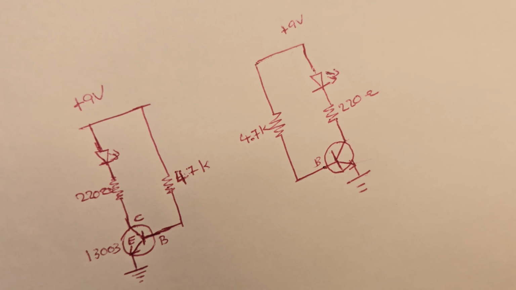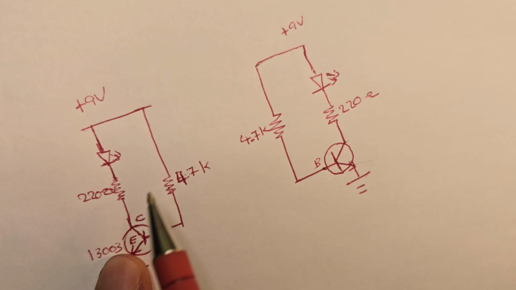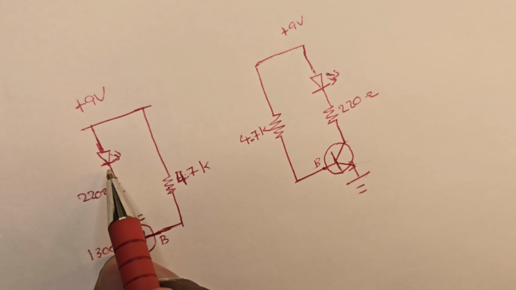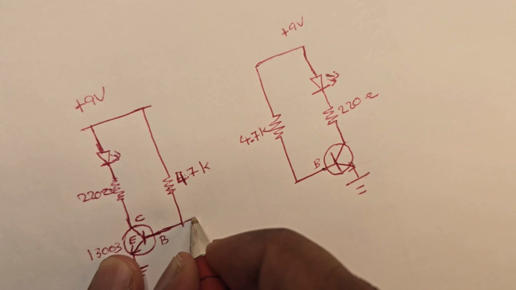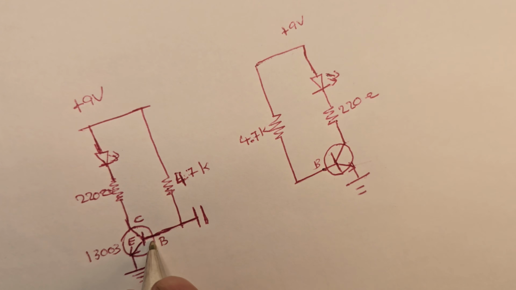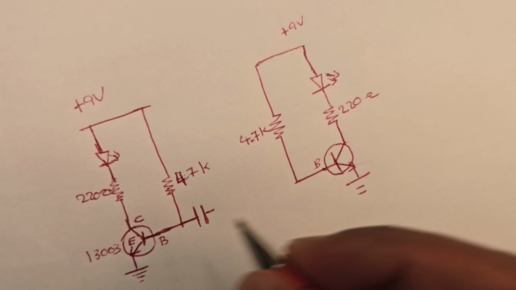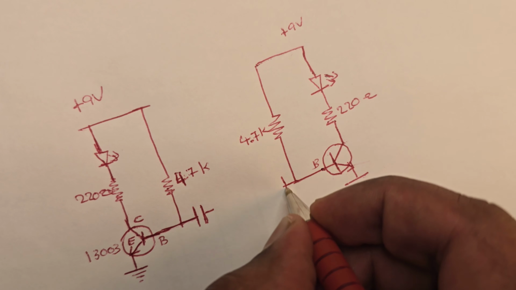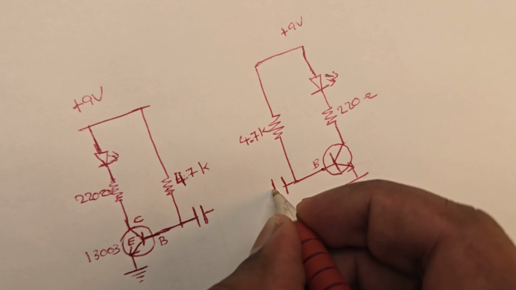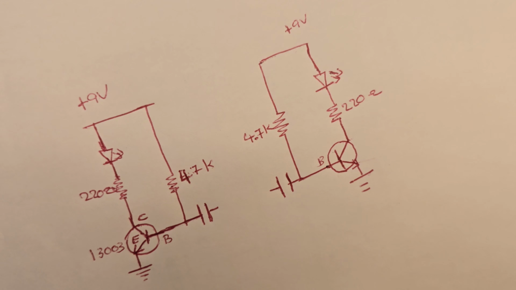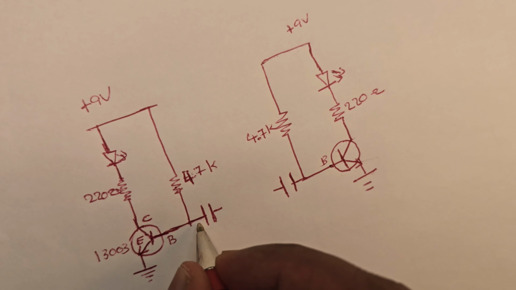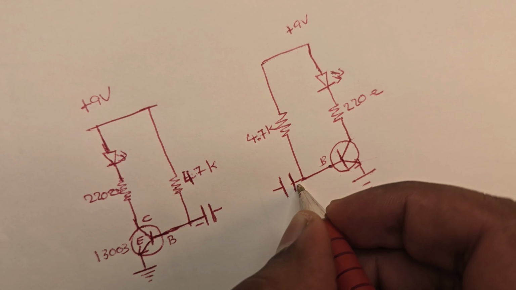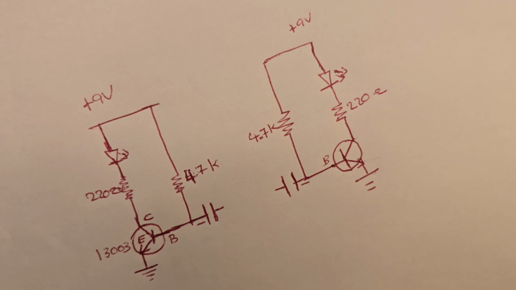Now the magic. If we want to alternately turn on the LEDs one by one, we only have to use a couple of capacitors. So I'm connecting one capacitor to the base of this transistor, and another capacitor to the base of the other transistor. I'm using an electrolytic capacitor, so it has polarity. I'll be connecting the negative of the capacitor to the base of each transistor.